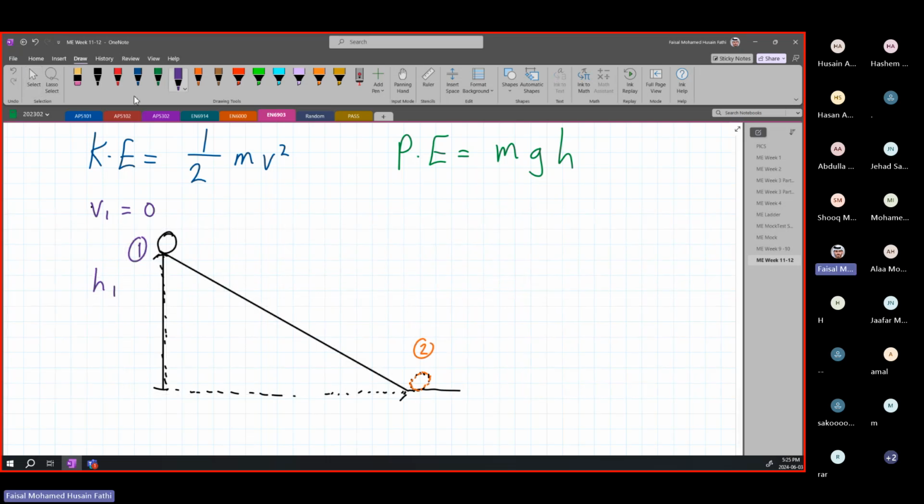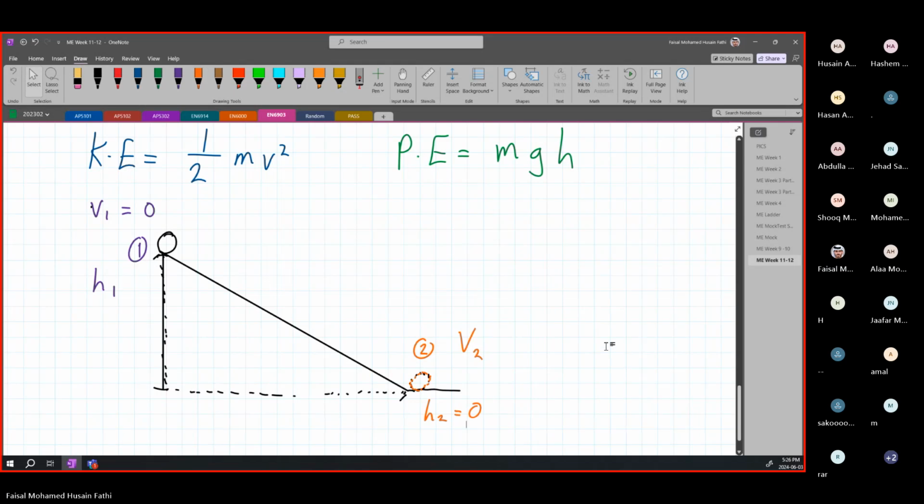Now let's look at point 2. Again, we're going to look at velocity and we're going to look at height. So here at point 2, we have a velocity v2. It's not equal to 0 because the ball was accelerating due to gravity until it went down. Once it reaches this point, it has a specific velocity. And now our height has all been gone. We're at the ground level. So our h2 is equal to 0. Okay.